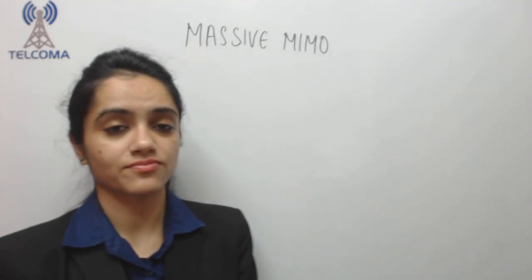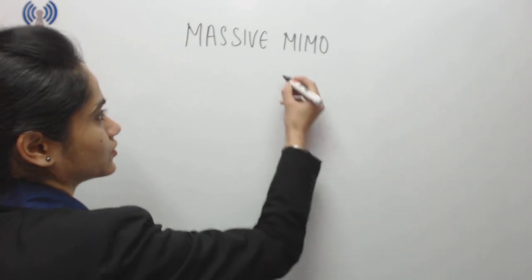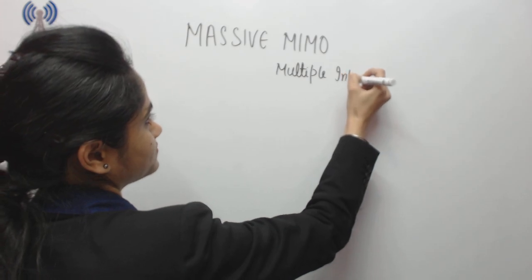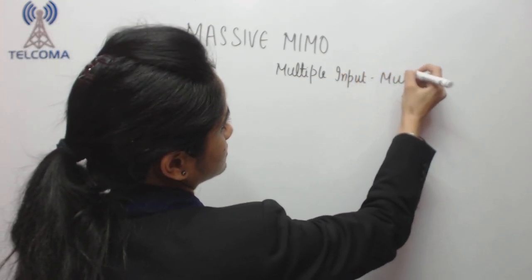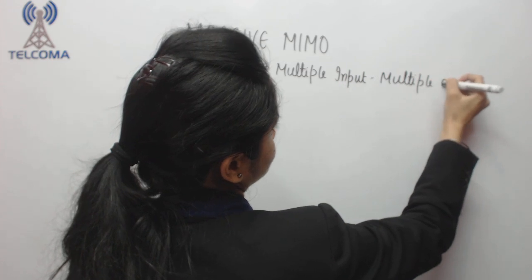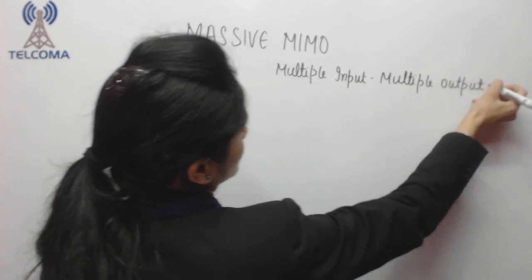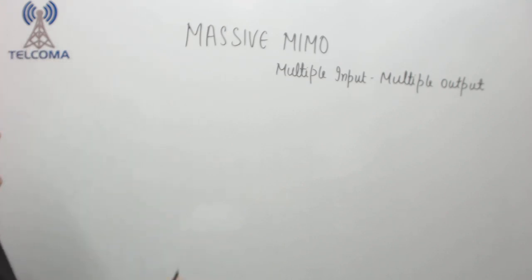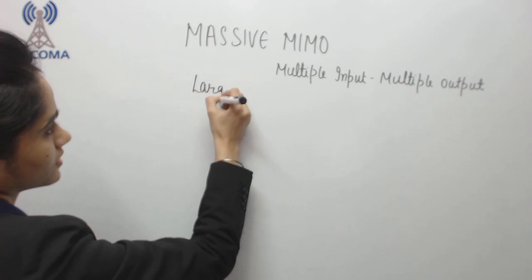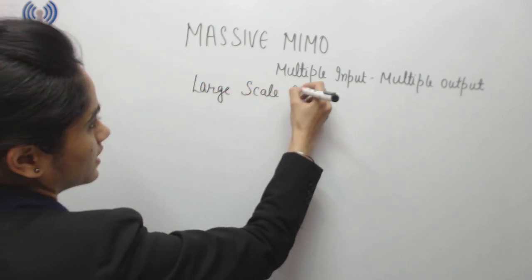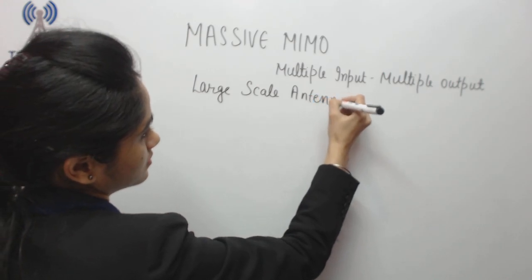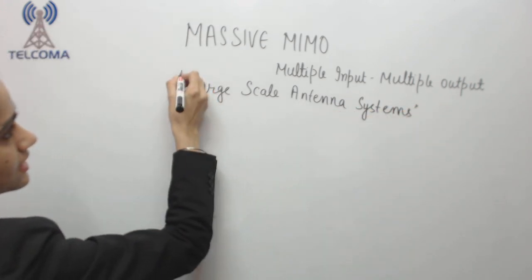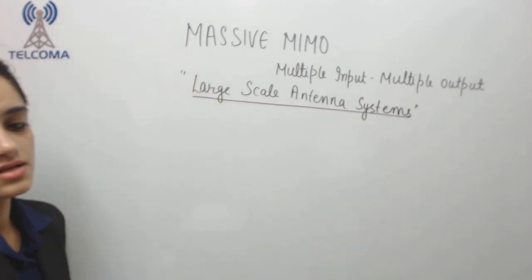Hello and welcome to the class of Massive MIMO. MIMO stands for multiple input, multiple output. So this Massive MIMO, which is used in the 5th generation, is also known as large scale antenna system. Massive MIMO as large scale antenna system.